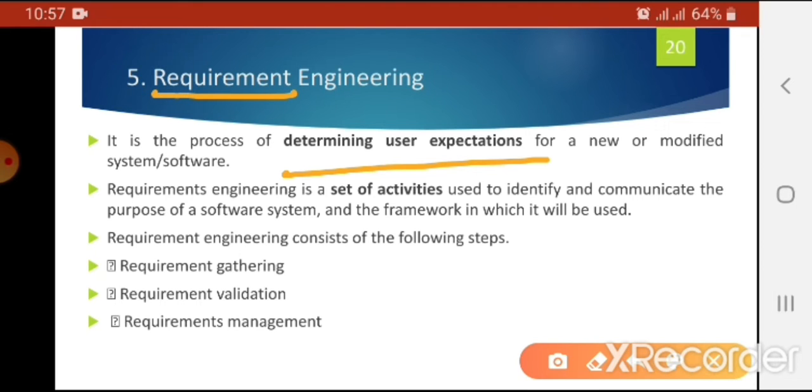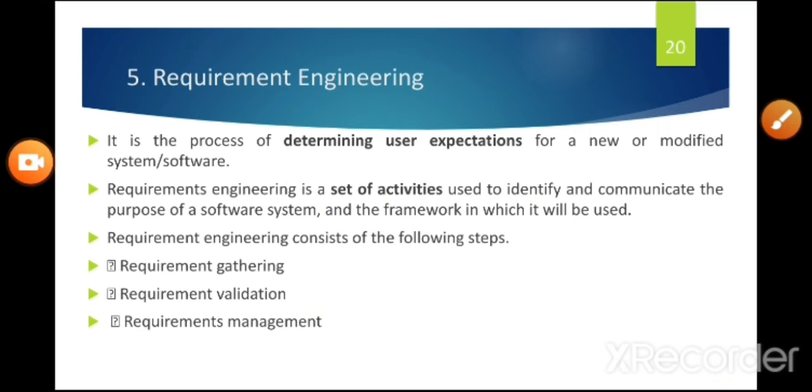Requirement engineering is basically a set of activities. Using those activities, we identify the requirements, that is, what is to be integrated into the system. Requirement engineering consists of 3 steps: requirement gathering, requirement validation and requirement management. Through these 3 phases, at the end we will have a set of perfect requirements that are to be integrated into the system. While performing requirement engineering activities, first of all we will gather the requirements.